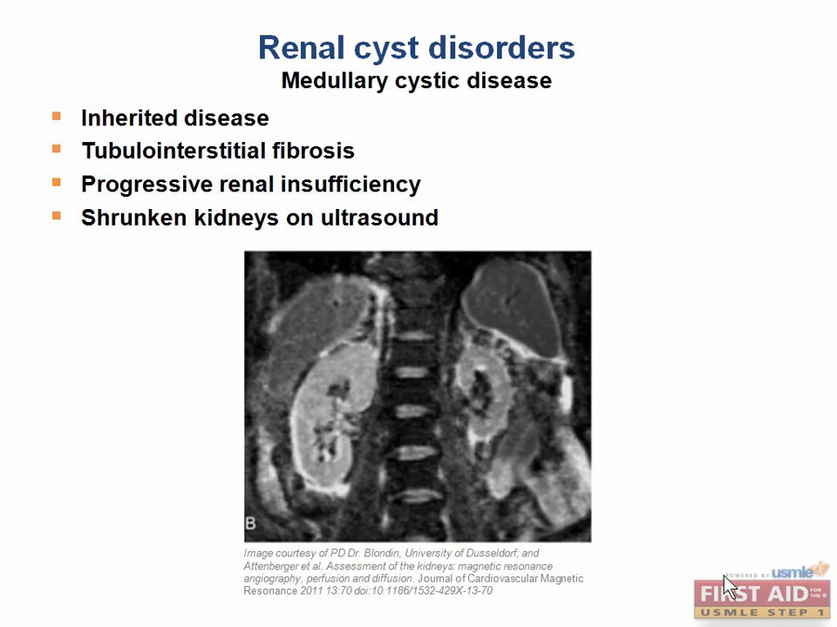cyst formation. The last disease we'll look at is medullary cystic disease, which is an inherited disease causing tubulointerstitial fibrosis and progressive renal insufficiency. Patients develop cysts in the medulla of the kidney and lose the ability to concentrate urine. The medullary cysts are usually not visualized, but the kidneys will appear shrunken on ultrasound. In the image here, we can see that the patient's left kidney is significantly shrunken compared to the contralateral kidney. As we previously mentioned, it's tough to identify the medullary cysts, but this is how shrunken kidneys will appear on imaging. Prognosis is usually poor.